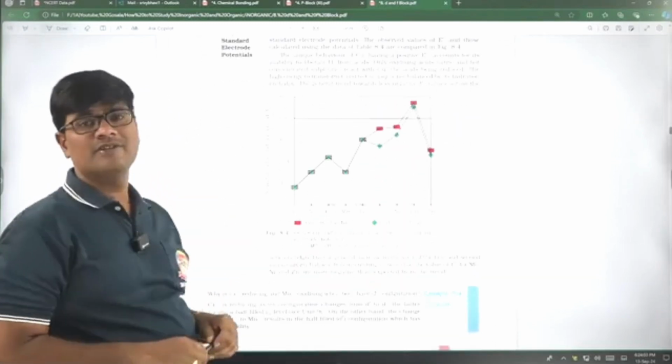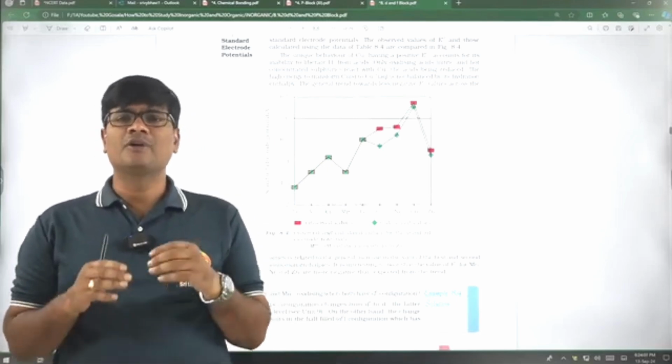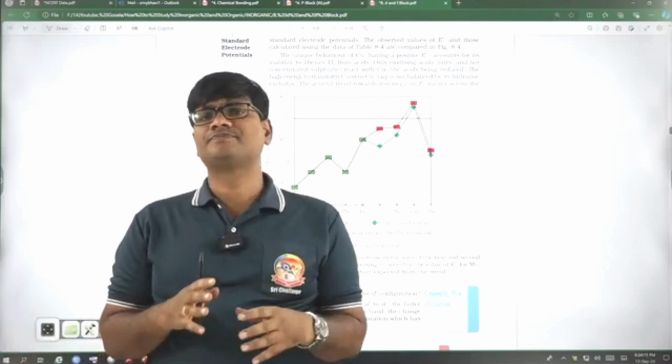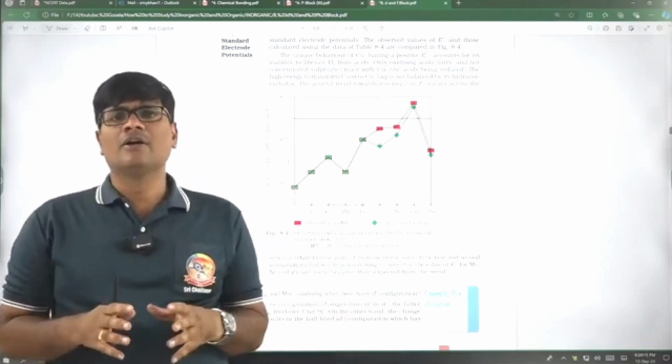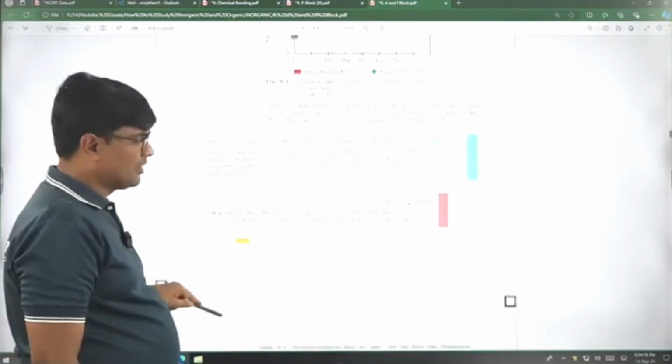And the next important one is potentials and their trends. Why does copper have a positive potential? Due to high hydration enthalpy and high enthalpy of atomization. Like that, you need to know some important exceptions in the D block electrode potentials.